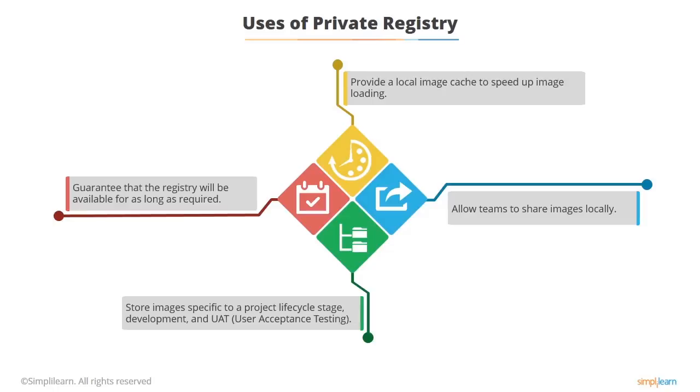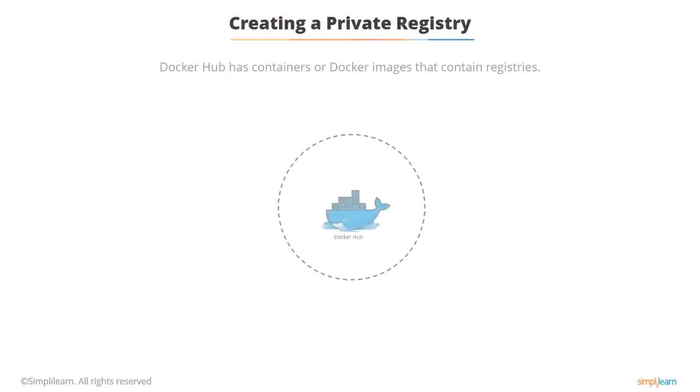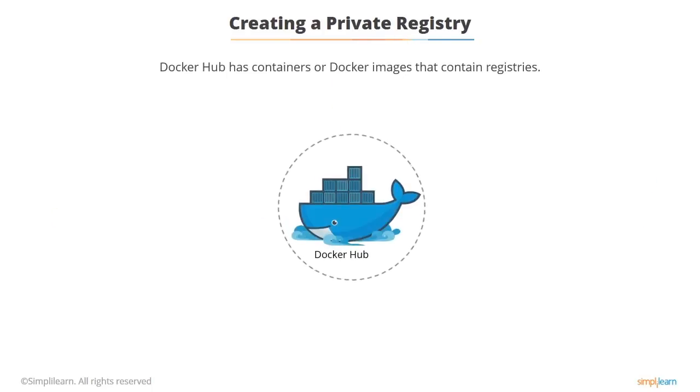So how do you create a registry? Well, one thing you can do is that Docker Hub contains Docker images which contain registries. And so you can just pull a registry image from Docker Hub, and that's the starting point for it.